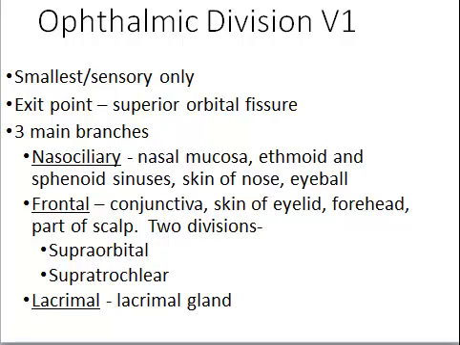So let me go on. The frontal innervates the conjunctiva and the skin of the eyelid, mostly the upper eyelid, the forehead, and part of the scalp. And then the frontal divides yet again into the supraorbital and the supratrochlear. And then finally we have the lacrimal division, and that innervates the lacrimal gland.